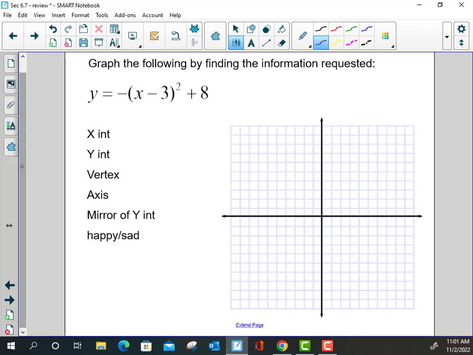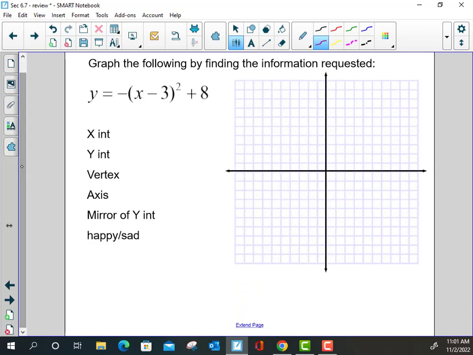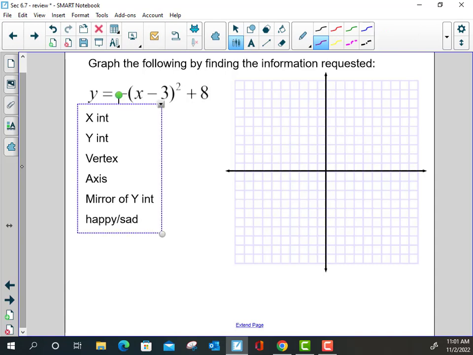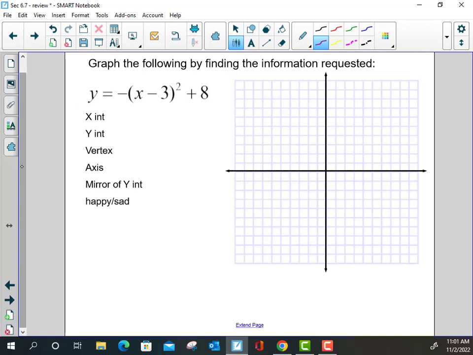Okay, so graph the following. So we'll notice a couple things. I'm not in factored form. I'm in a different form. And in this case, I am in vertex form. So right away, I can get a couple pieces of information from this. This is a sad curve.